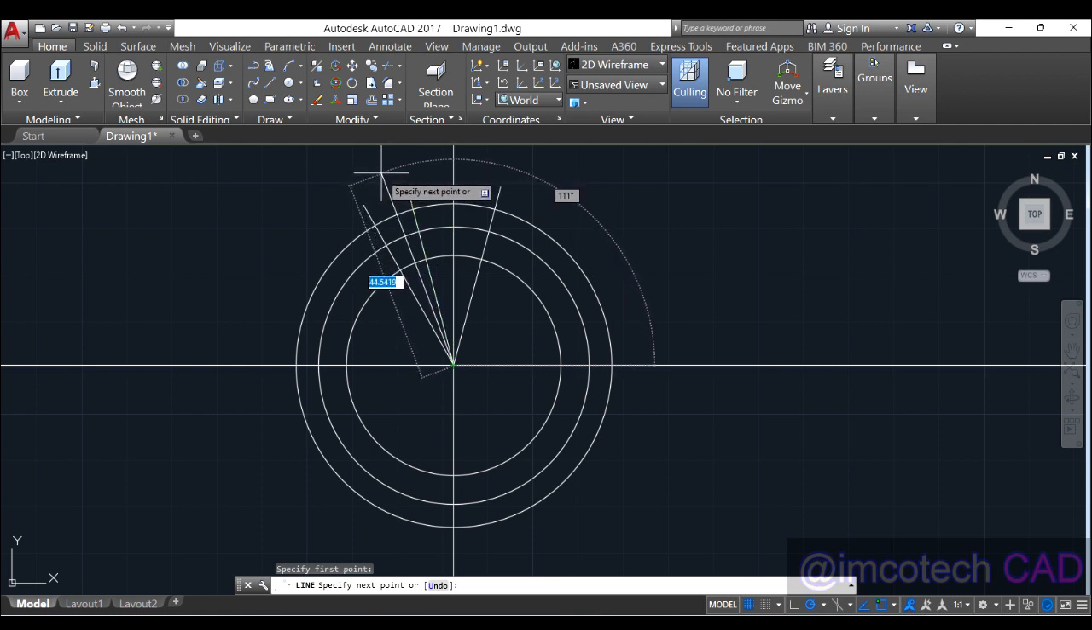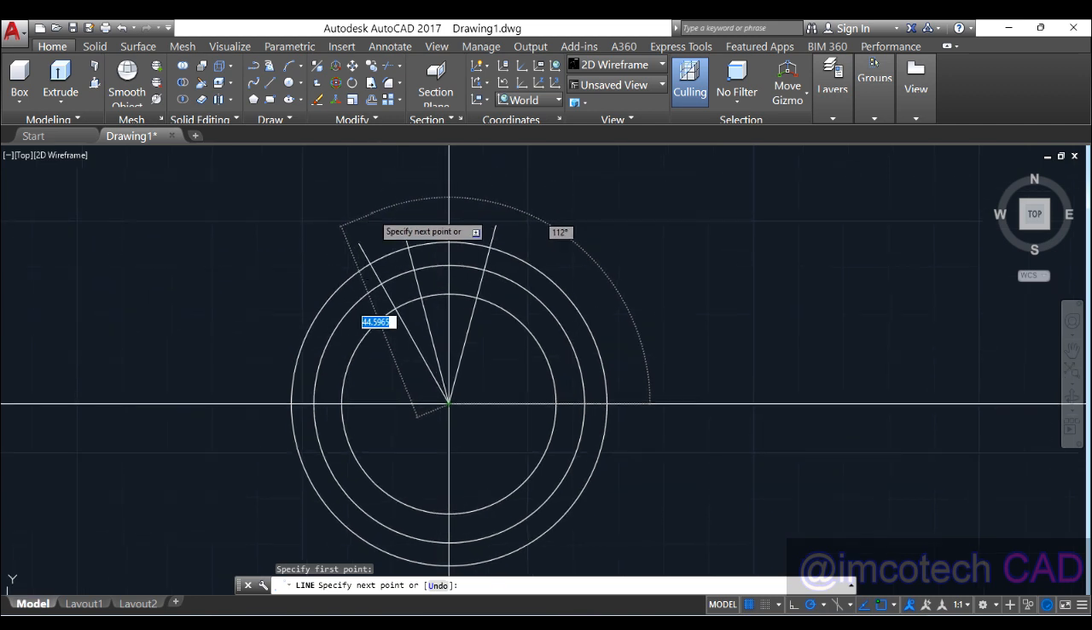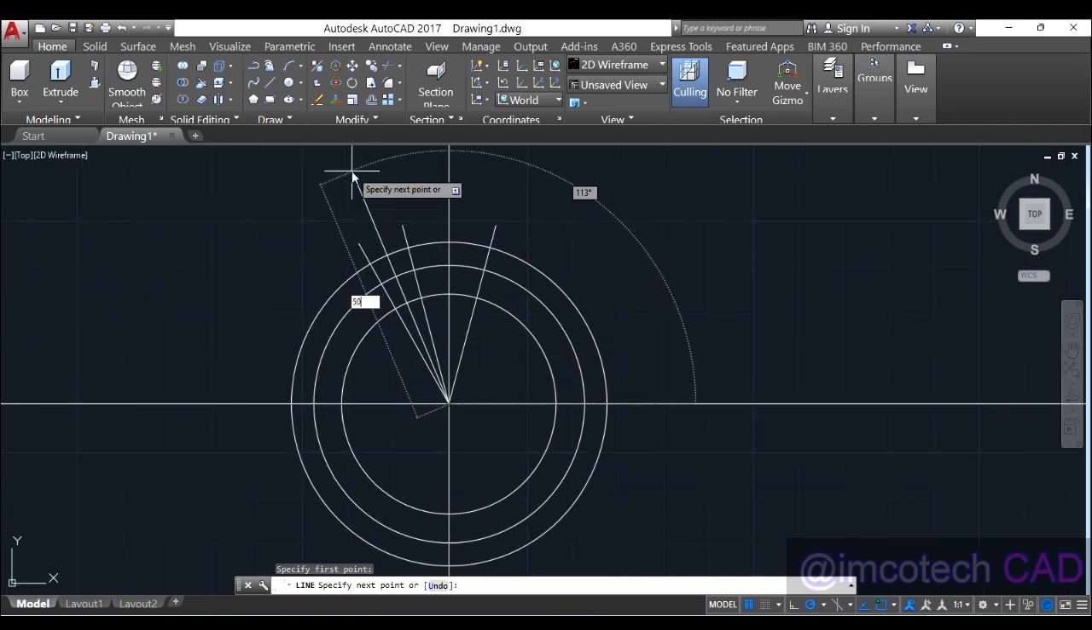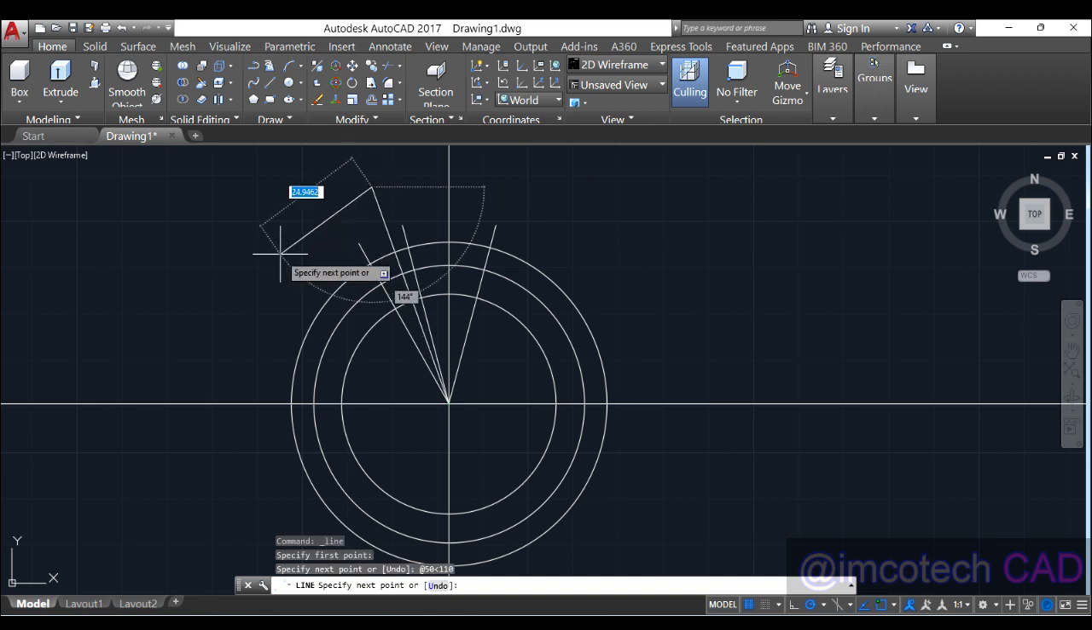Watch it. Let's use a longer line, say 50, shift less than 110 degrees. That gives the pressure angle. So this is the pressure angle line. Okay, so we have one side of the pressure angle.